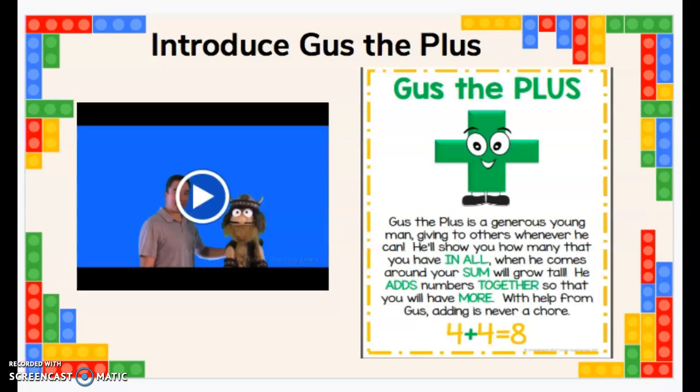The first sign that we're going to introduce is called Gus the Plus. Gus the Plus is a generous young man giving others whatever he can. He'll show you how many ways that you can have in all. When he comes around, your sum will grow tall. He adds numbers together so that you have more. With help from Gus the Plus, adding is never a chore. Okay, so we're going to watch a quick video on Gus the Plus and our plus sign.